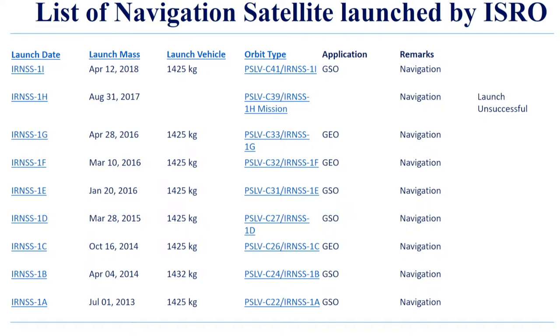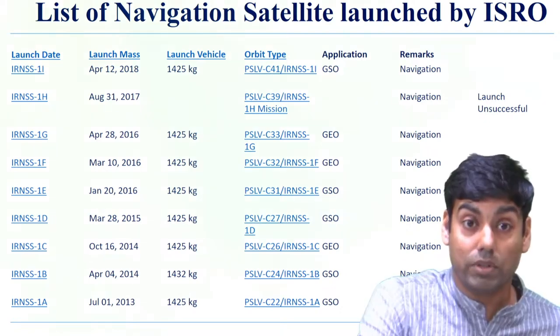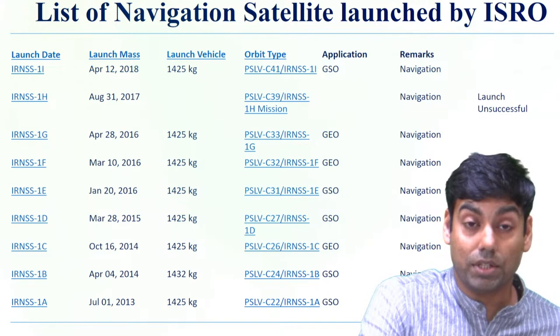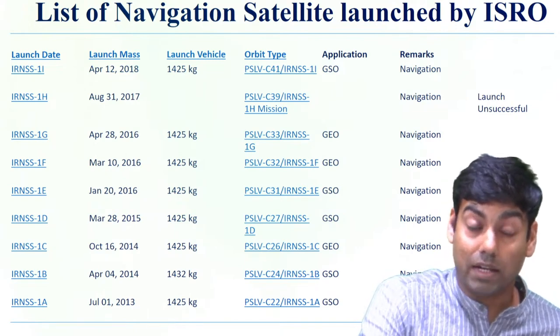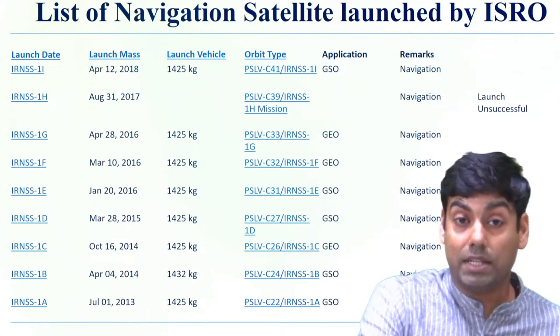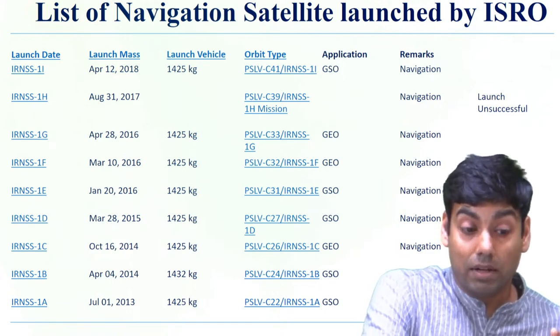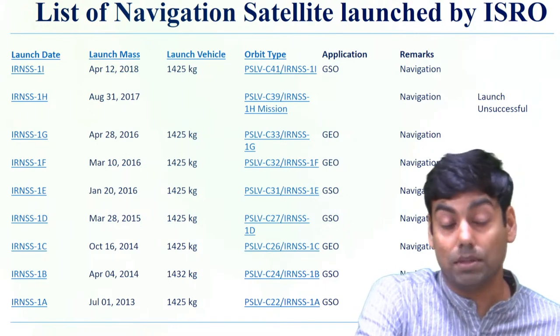And this is our navigation satellite mission launched by ISRO. We have a total of 7 satellites, 3 geostationary and 4 geosynchronous, so that we get at least a minimum of 4 satellites on our antenna and can continuously track our location, and we can do static, kinematic, and rapid static measurements. All these measurements we can do, and this can help in the disaster management system.